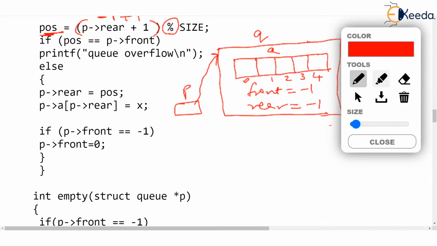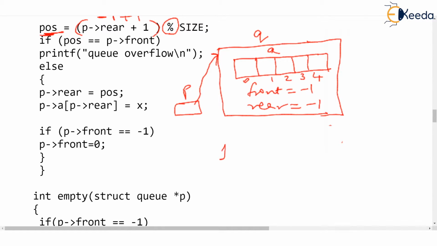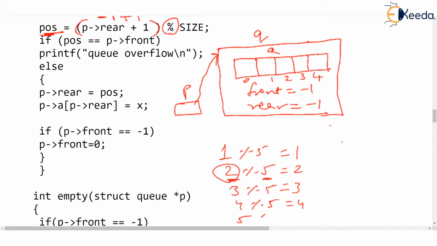So watch out. What will be 1 % phi? It will be 1. 2 % phi should be 2, because division is not possible, isn't it? So whatever is given itself is the remainder. 3 % phi is 3. 4 % phi is 4. And what is 5 % phi? 5 % phi is going to be 0. Phi into 1 is phi and remainder is 0.